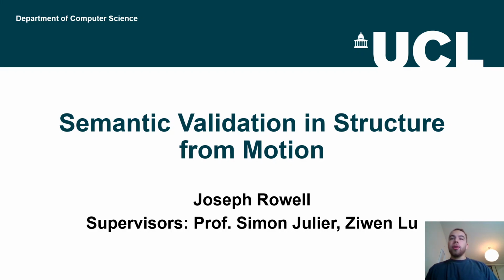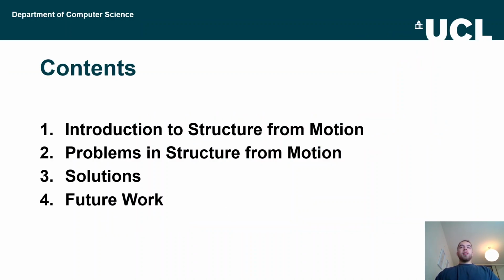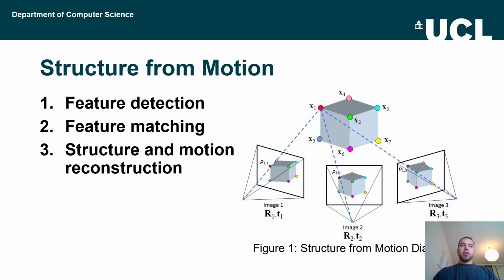My name is Joseph Rowell. I'm currently studying my Master's in Robotics and Computation at UCL in my third semester. The project that I'm working on for my Master's thesis is Semantic Validation in Structure from Motion. My supervisors are Professor Simon Julia and Ziwen Liu. This is a quick overview of what I'll be covering in this presentation.